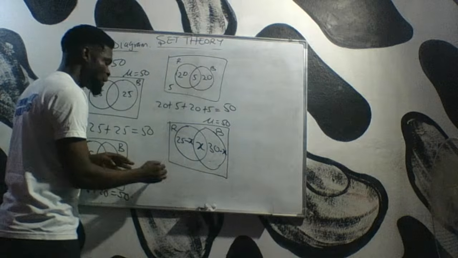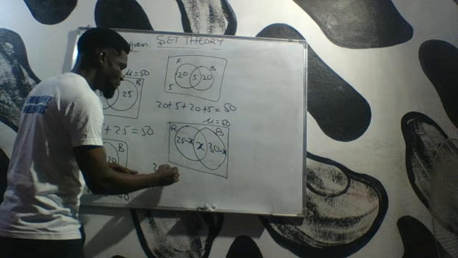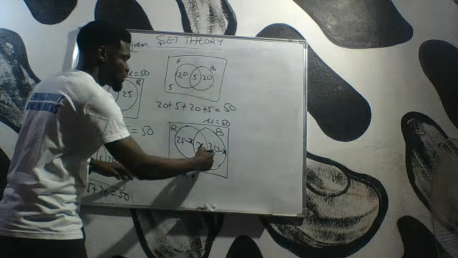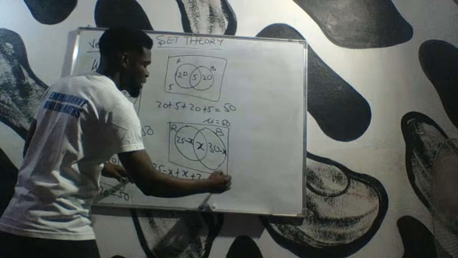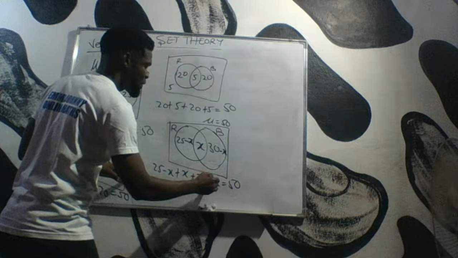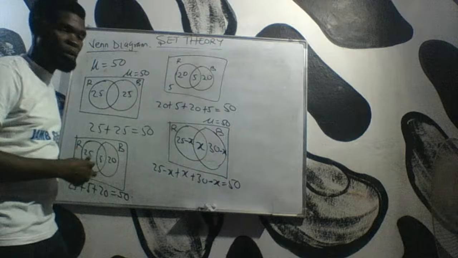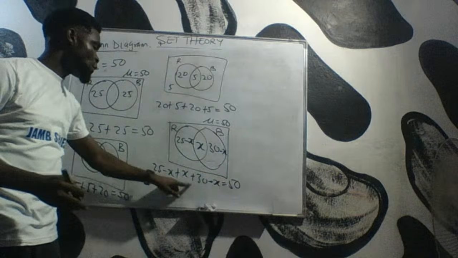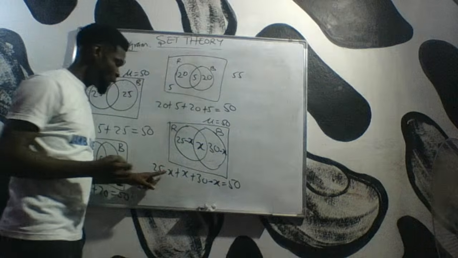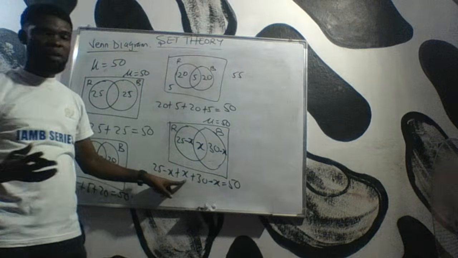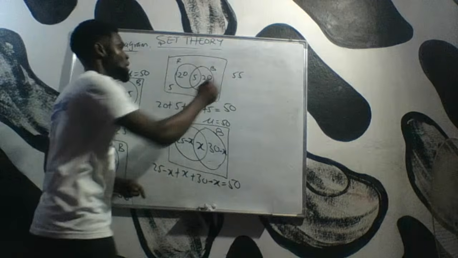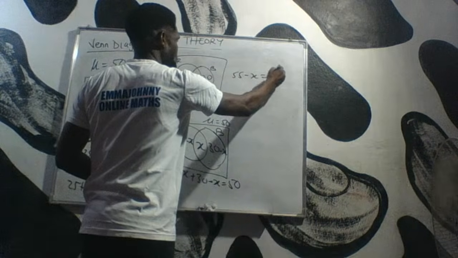So that means if I add 25 minus X plus X plus 30 minus X, that will give me the total number of students in my class, 50. So now let's do the mathematics. 25 plus 30 will give me 55. Minus X plus X is 0. Then minus X, so that is minus X equals 50.